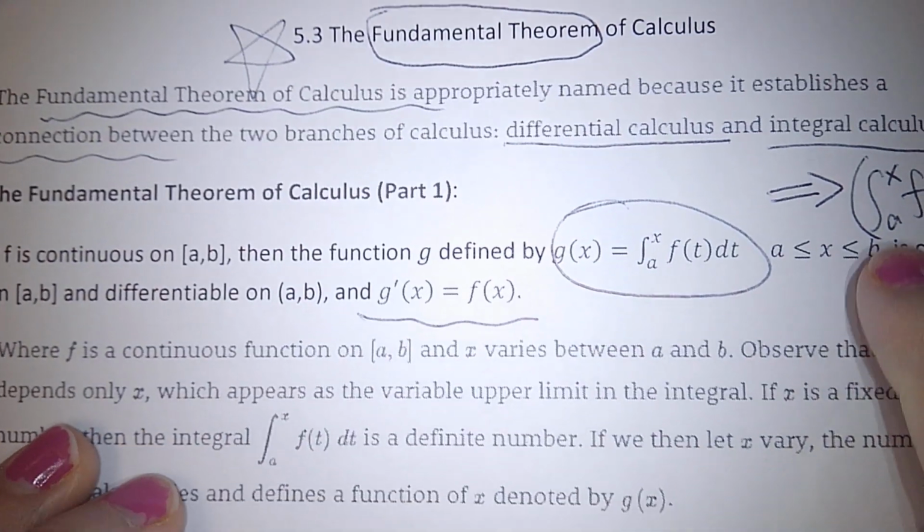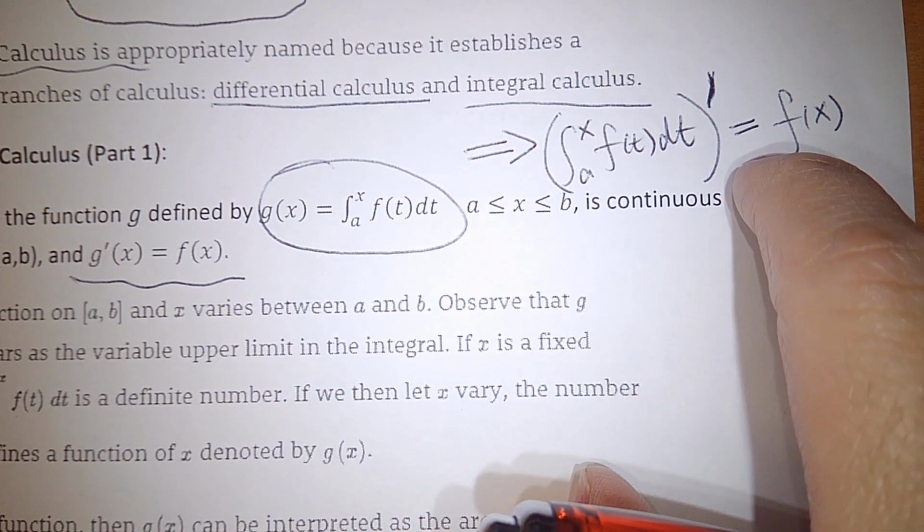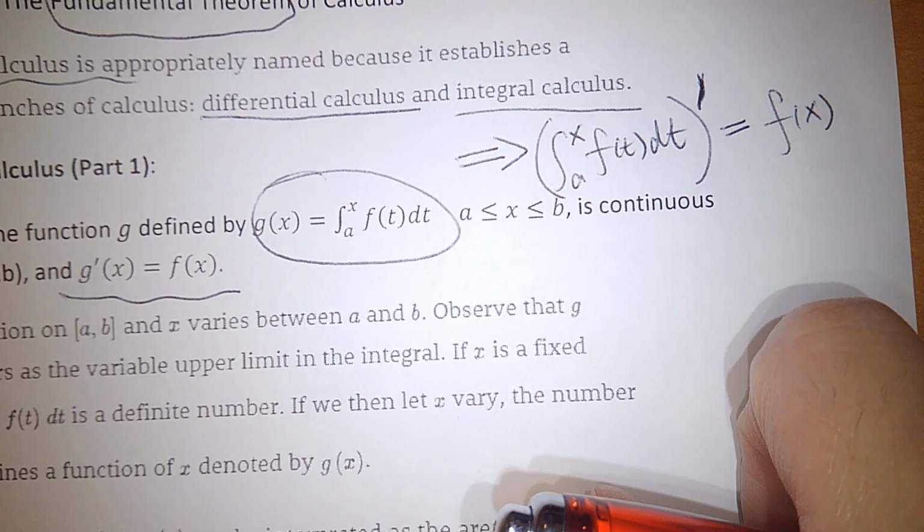Previously, in part 1, what did we do? We integrate first, then we differentiate. We get the original function lowercase f back. Do you see that? Okay.